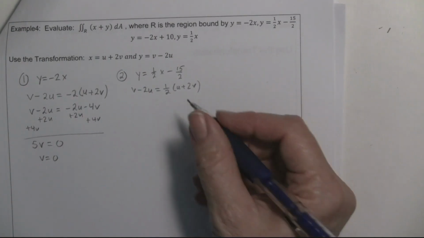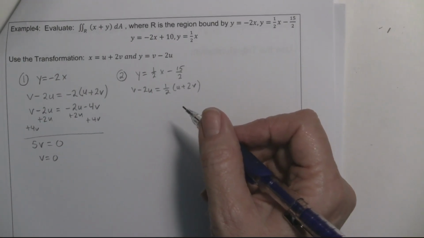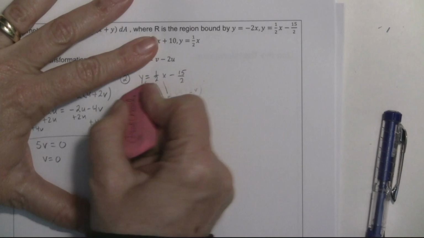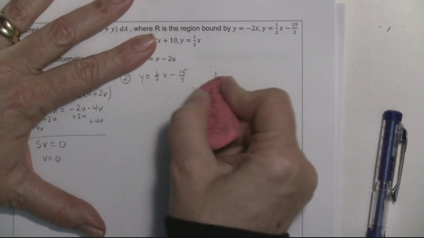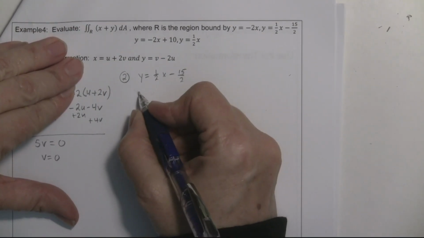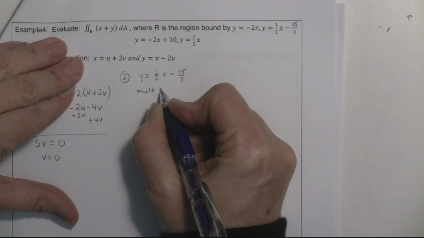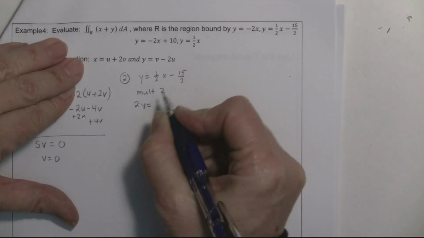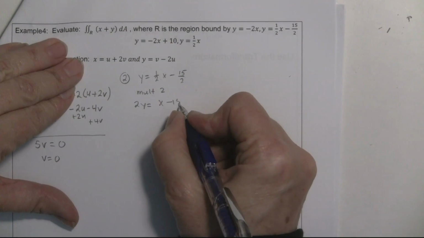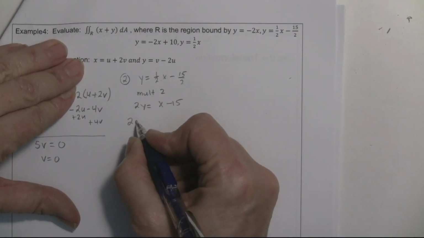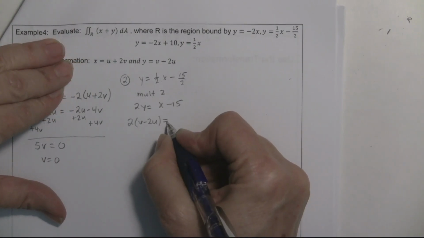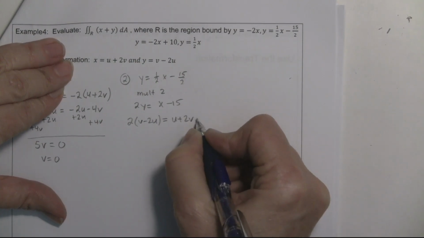Now, the first thing is that I have the half in there, and before I even started, you know what I should have done? I'm going to back up and do that. I just forgot to do it because I was tired and I was sleepy and I was hungry. I was none of those things. I was just joking. I'm going to multiply by 2 to clear the fractions, just to make it look a little bit nicer. It's the same equation. So 2y equals, and when you multiply by 2 here, you get x. And when you multiply by 2 here, you get minus 15. So when I plug in here, I get 2 times v minus 2u equals u plus 2v minus 15.